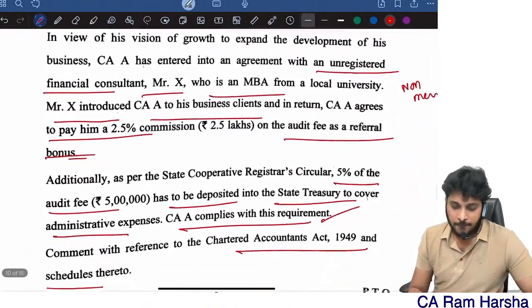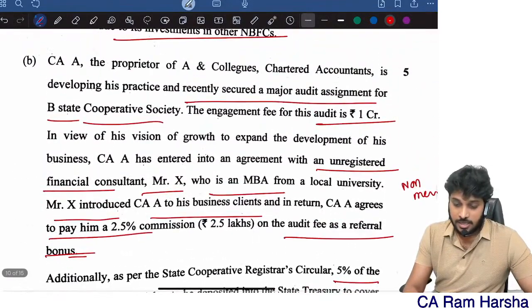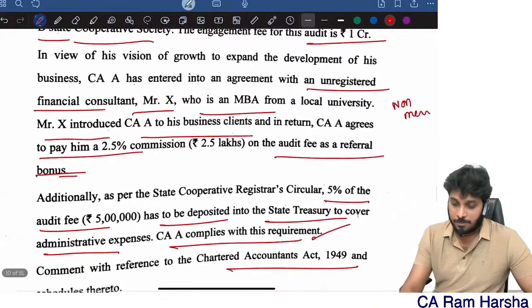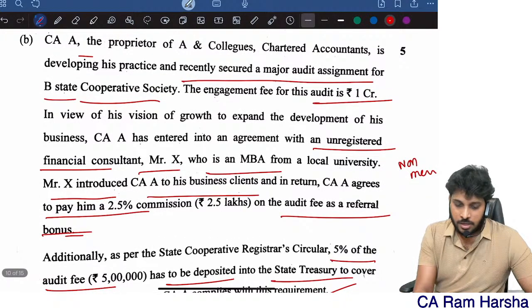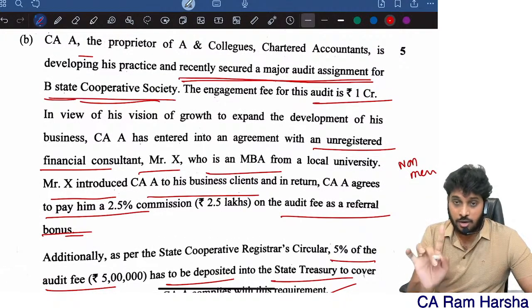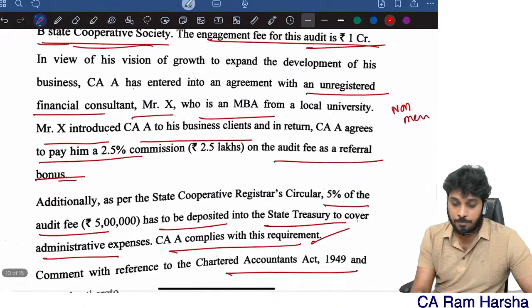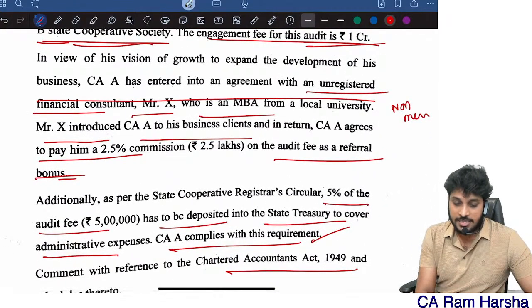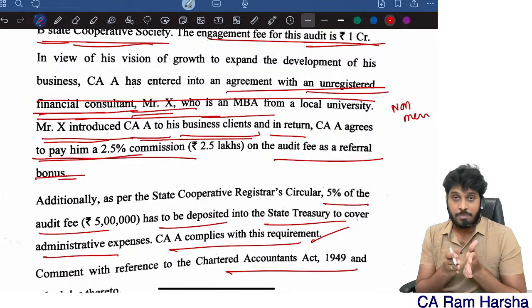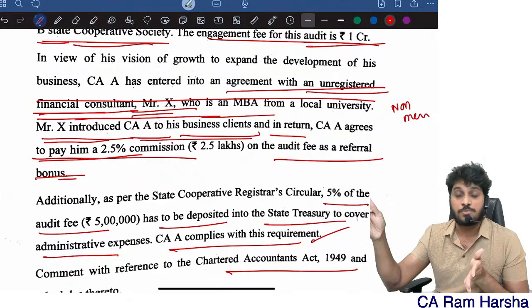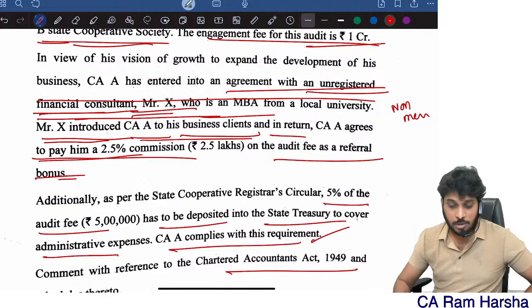Okay. Then here, auditor. This is regarding ethics, ma'am. This is regarding ethics related. Here a CA recently secured a major audit of a corporate society. The fees is 1 crore, and CA has entered into an agreement with unregistered consultant X. He has entered into an agreement with unregistered consultant X, who introduced CA to his business clients. In return, CA is paying a share of profit to a non-recognized person. Yes or no? You are not permitted.